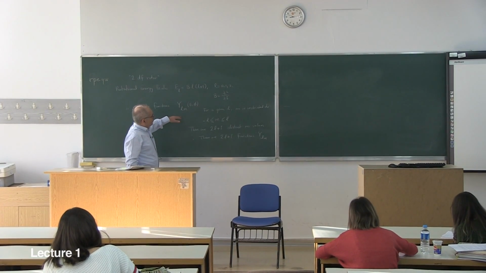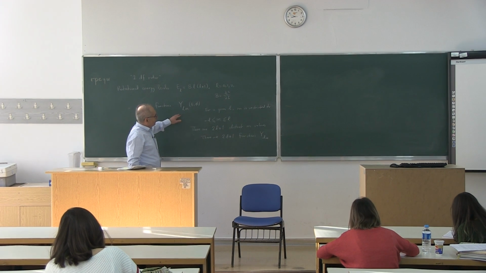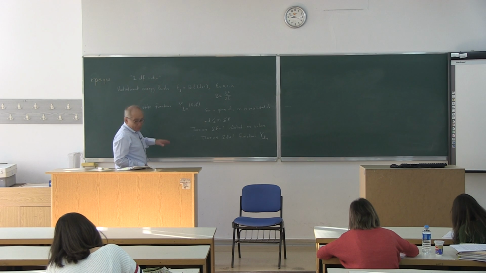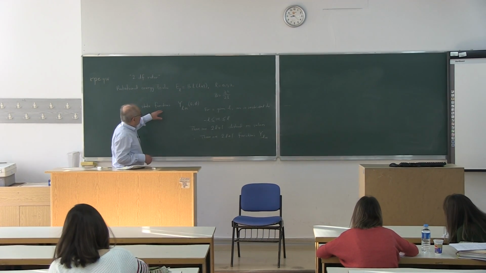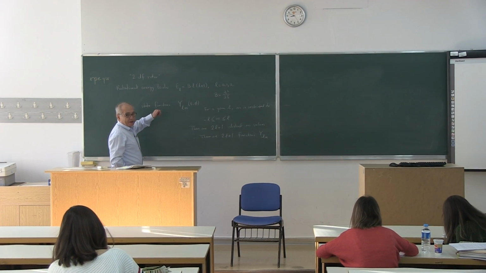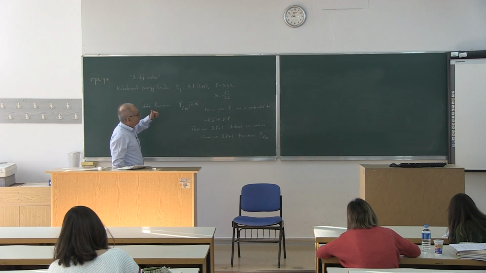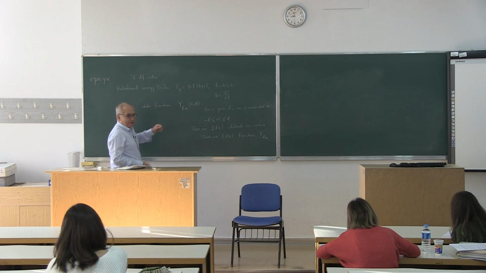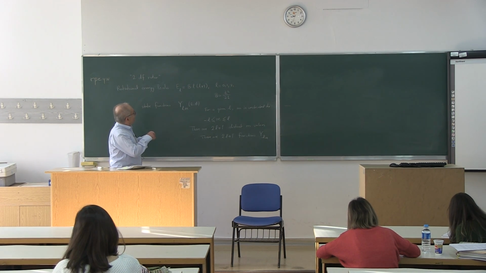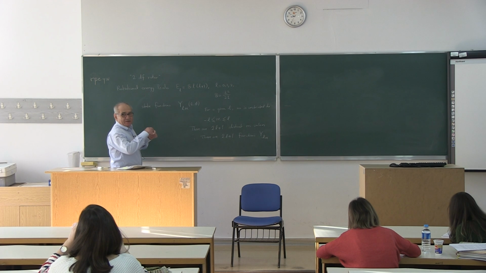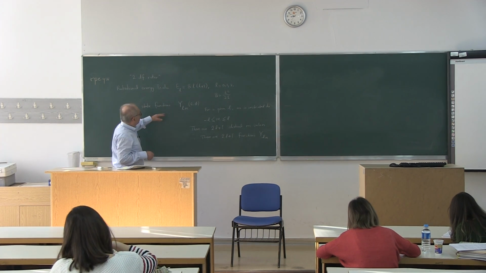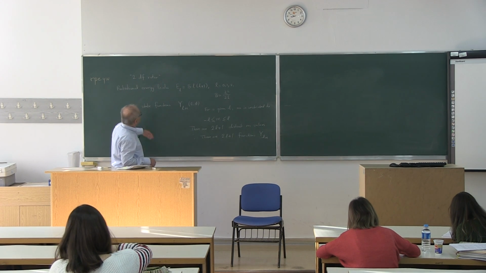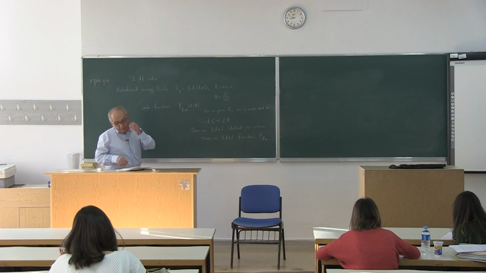This is a summary of what we have done during the last lecture. Rotation of a single particle of mass m about a fixed point, in which the distance of the particle to the fixed point is not changing. It's a rigid rotation.